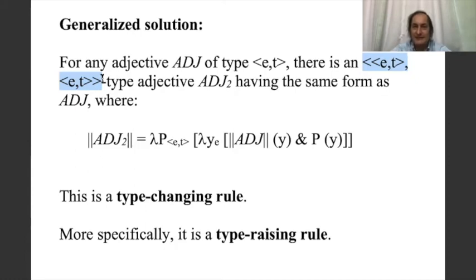And in this case, the new type, et, is a higher type, a more complex type than the type et. It contains the type et as a part. Okay, so it has to be more complex. A more complex type we call higher type, and going to a higher type is raising the type. So we call this also a type raising rule.